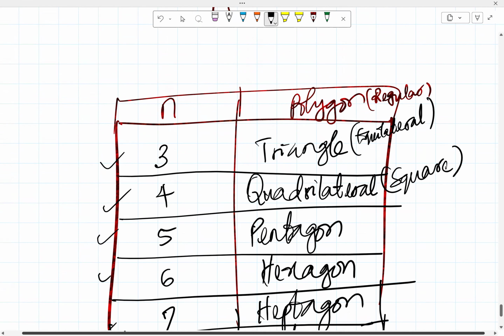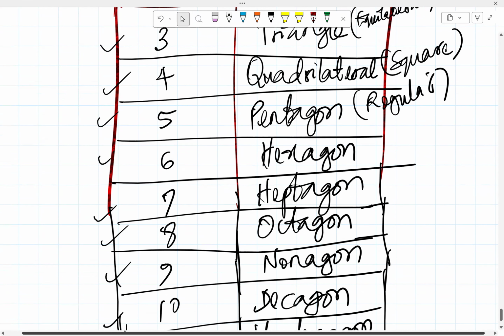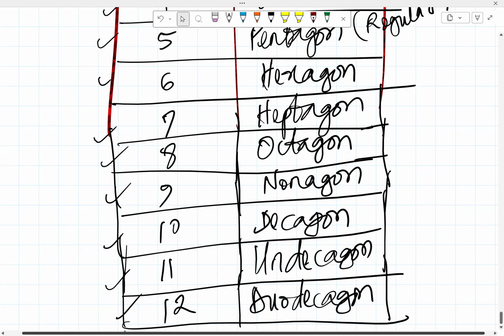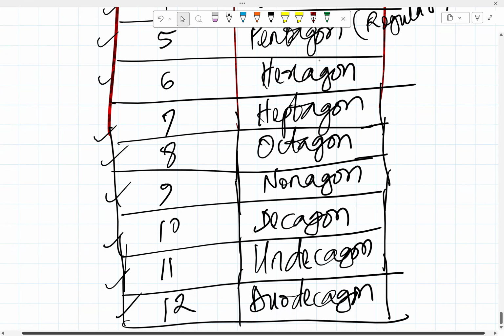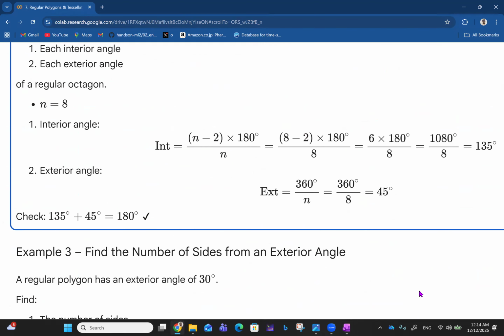But for the triangle and quadrilateral, when it's regular, you have equilateral and square. For other ones, you just say regular polygon. The name just keeps on going. Regular polygon is for when all the sides and angles are equal. So we have regular pentagon, regular hexagon, regular heptagon, regular octagon, regular nonagon, regular decagon, regular undecagon, regular duodecagon, and so on and so forth. Okay, so we go on again to the next thing.